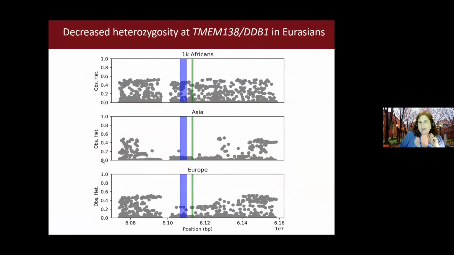And it's even more striking if you just look at the heterozygosity, the diversity level. It's like wiped out in Asia. There's no diversity. That's what you expect if a variant really rapidly rises to high frequency and it drags with it the neighboring variation. You see a reduction in variation. And also in Europe, we see some, it's not quite as striking, but when you compare to Africans, you could see it's very different.